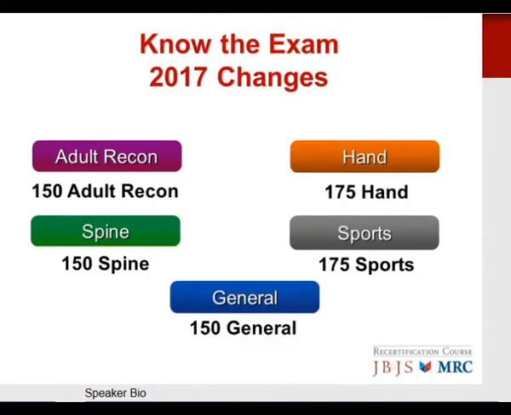What will be replaced in their stead is a 150 question examination in adult reconstruction and spine. These will be solely adult reconstruction or spine questions. The general examination will now be 150 general questions. The hand examination will be 175 hand questions, and the sports will be 175 sports.